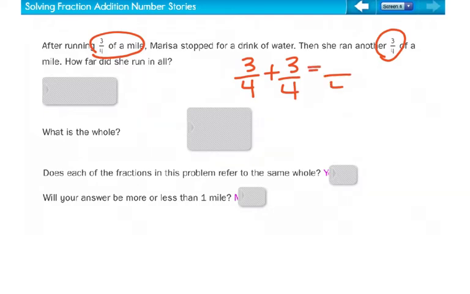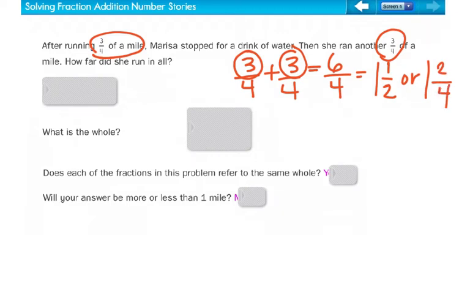We keep the denominator the same. We go ahead and add the numerators. 3 plus 3 is 6. Now, we really wouldn't say she ran 6/4 of a mile because is that more or less than 1 full mile? It's more than. So we would say that would equal 1.5 miles, or what you might say 1 2/4 of a mile. They all mean the same thing. They are equivalent. What is the whole? Well, the whole is the 1 mile.